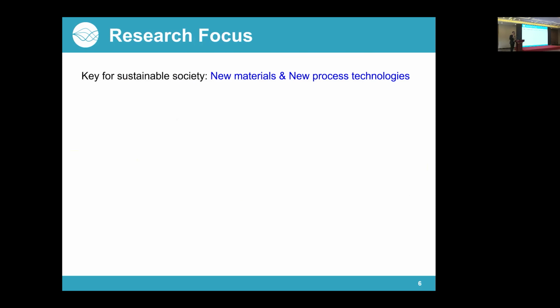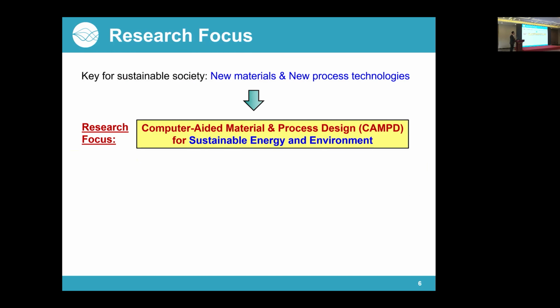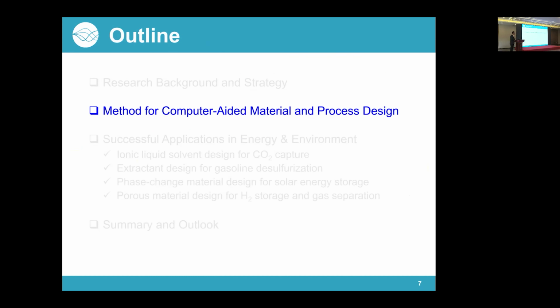But we are chemical engineering, not chemistry. So our task is not only to design the new materials, but also to design new process technology. So my research focus is computer-aided material and process design, briefly CAMPD, for sustainable energy and environmental applications. So the method for CAMPD is how to design material and process simultaneously.